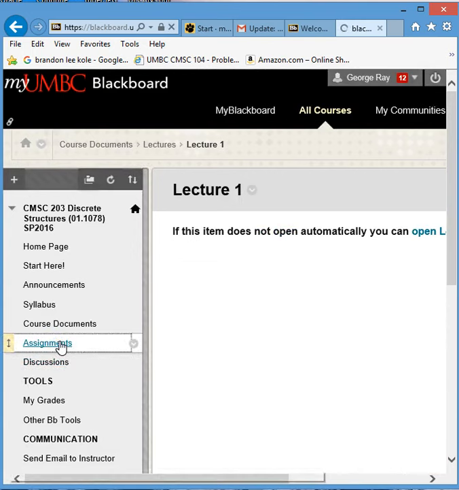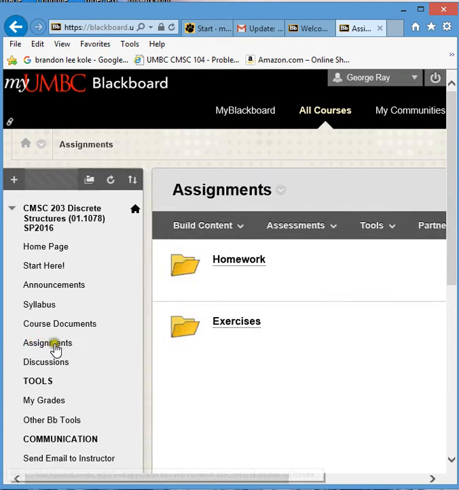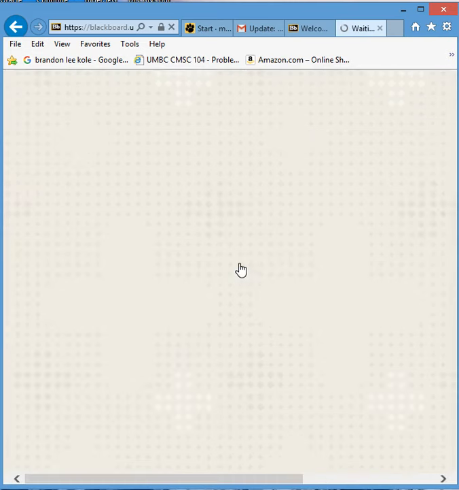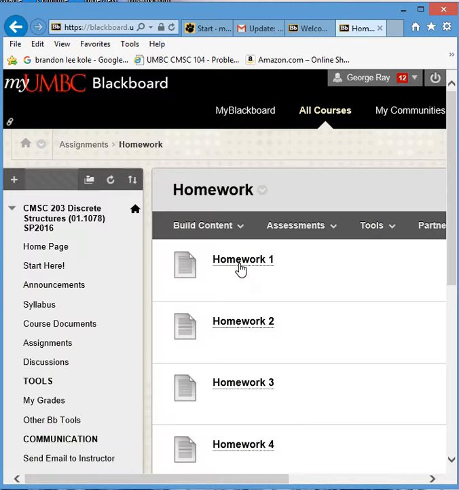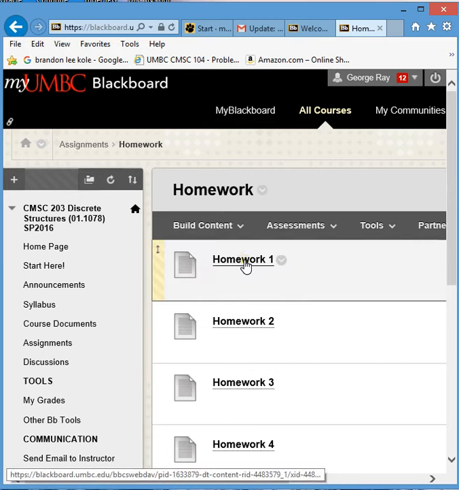We also have an assignment section, so that's where we'll have homework assignments, and of course I'll be saying in class what homework assignment is assigned and when it's due, but in addition it's on the schedule and it's on the homework itself.